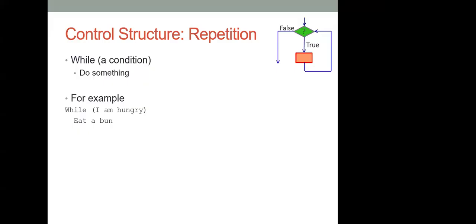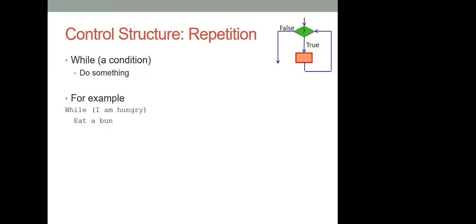After you eat a bun, remember this, you go and check if you're hungry again. Is it okay? Then you eat a bun again. Is it done? No. You go and check if you're hungry again. So this is a loop. That means it is very similar to if then else.